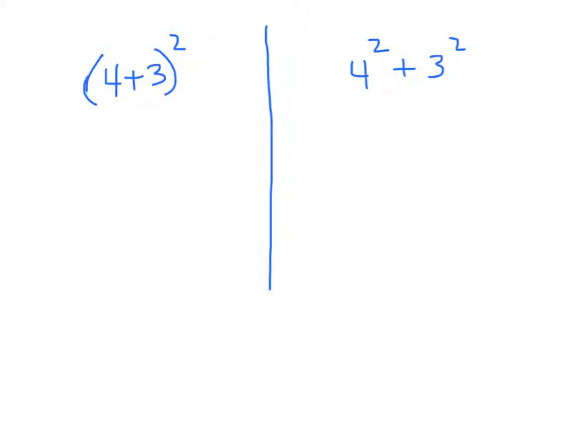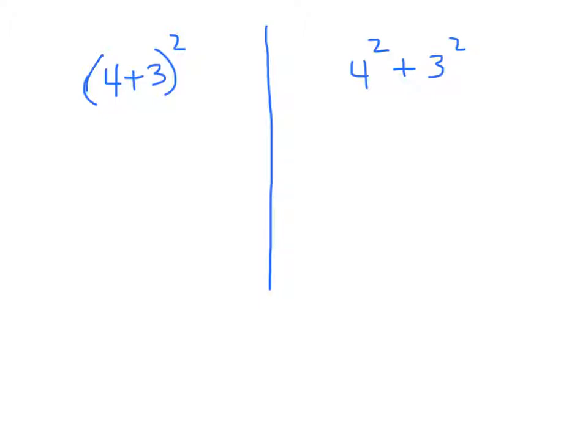Here are two problems that sometimes people look at and think they are the same, but they're really not. And order of operations, or please excuse my dear Aunt Sally, will show that. In the very first one, I do have parentheses and an exponent. In the second one, I just have the exponents. So I have to do the parentheses first.